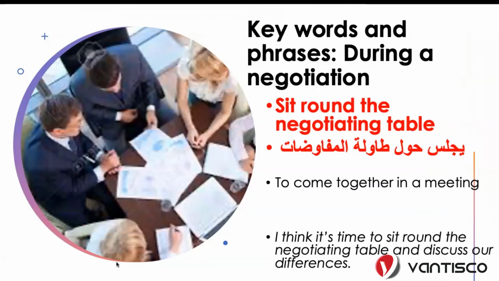العبارة الثانية هي sit round the negotiating table. يعني يجلس حول طاولة المفاوضات. Sit round the negotiating table. To come together in a meeting. نستخدمها بجملة I think it's time to sit round the negotiating table and discuss our differences. So العبارة الثانية هي sit round the negotiating table.